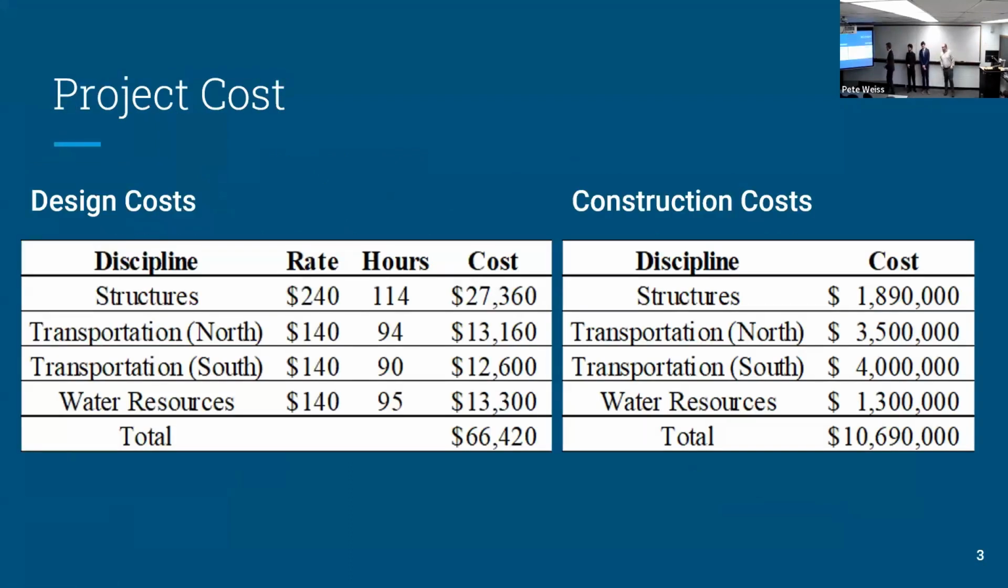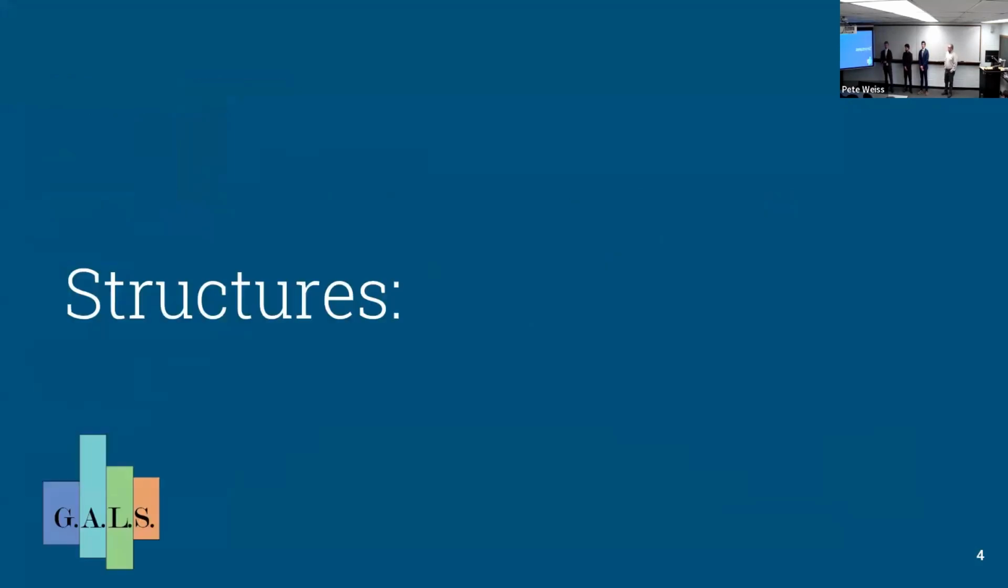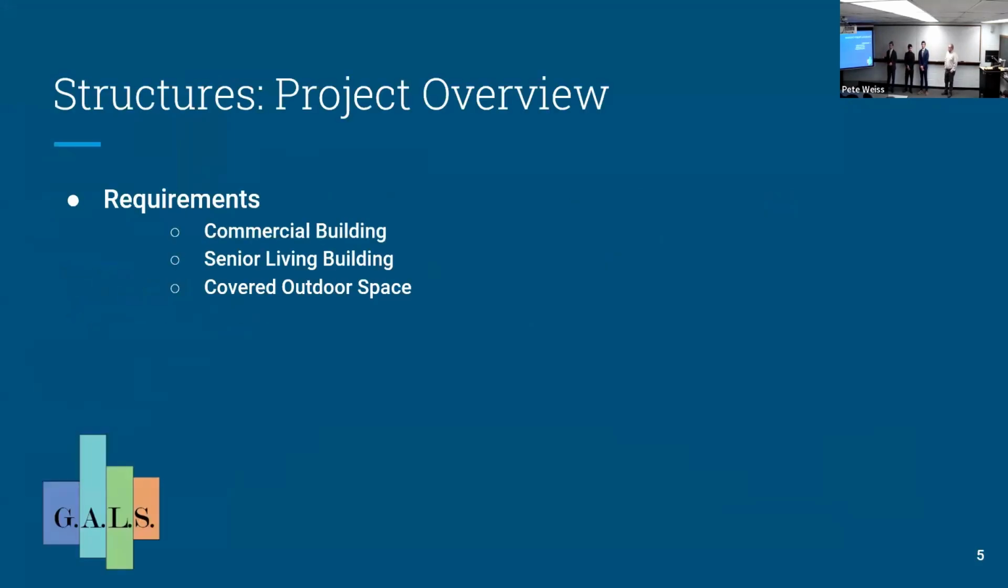The total design cost is over $66,000, and then each team member compiled a design cost that comes out to just under $10.7 million. For the structural aspects of the project, we were asked to design a commercial building that's at least 16,000 square feet, and a senior living building that is at least 20,000 square feet. We're also asked to provide at least 2,000 square feet of covered outdoor space.